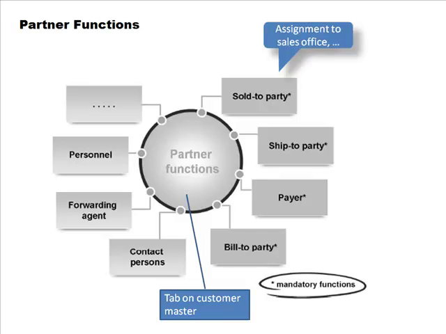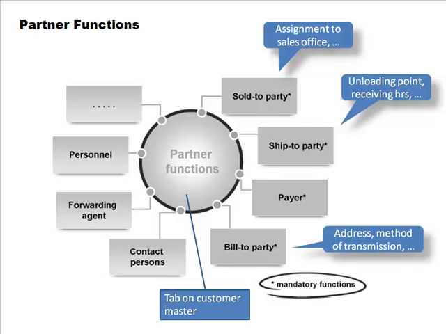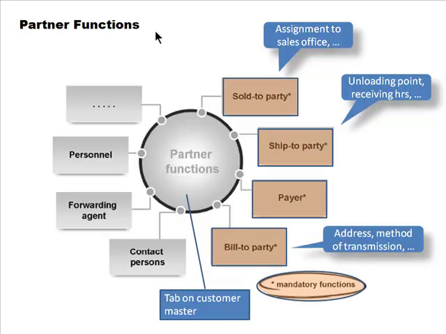And sold to party will determine which sales office it's assigned to. In the ship to party, you will have information about which is the unloading point, what are the receiving hours, etc. Right? So, for example, you're delivering to a particular location of a customer, but you want to know in which exact location within that whole big facility you will deliver and what are the hours when they receive stuff. So you should plan accordingly so that you deliver when they're in a position to receive it. And then bill to party is things like address and stuff. So that's the idea. And these four are considered mandatory partner functions for any customer. You have to have this information, but the others are optional partner functions. Okay, so sold to party, ship to party, payer and bill to party are mandatory.